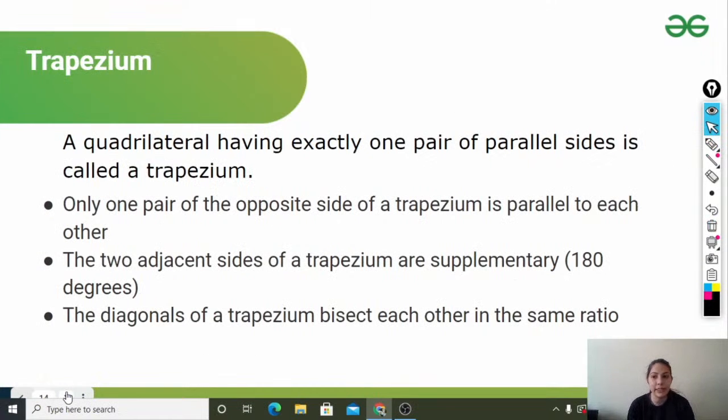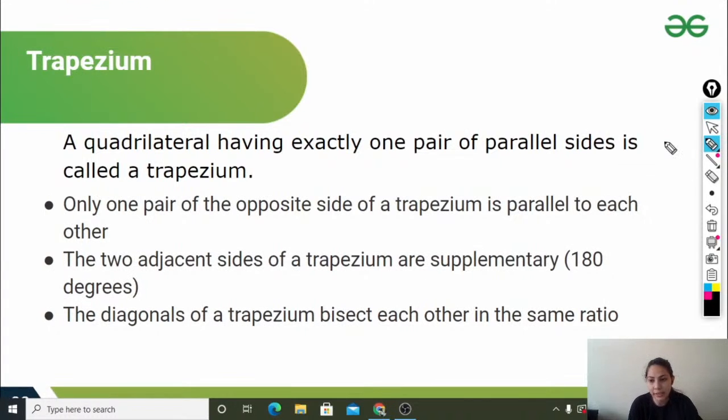Okay, so our next quadrilateral is trapezium. So let us understand what does the trapezium means. So it's a quadrilateral having exactly one pair of parallel sides. That is, okay, so consider this side as parallel. I have although not drawn it very well. So such type of quadrilateral jisme ek hi pair of parallel sides hoga, such type of quadrilateral is called trapezium.